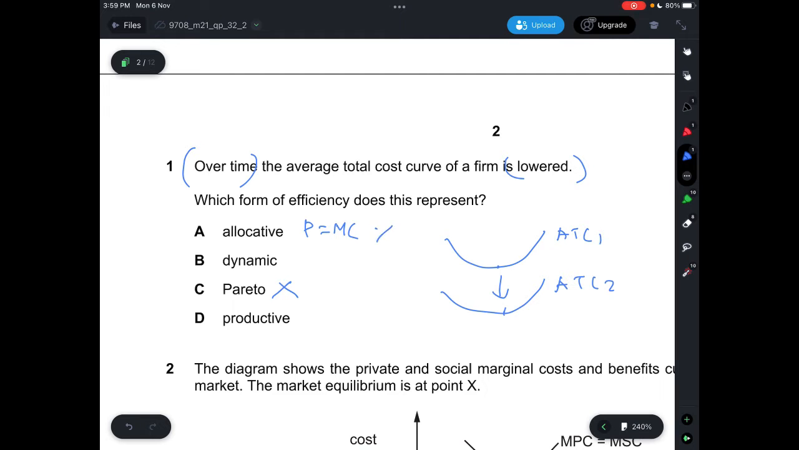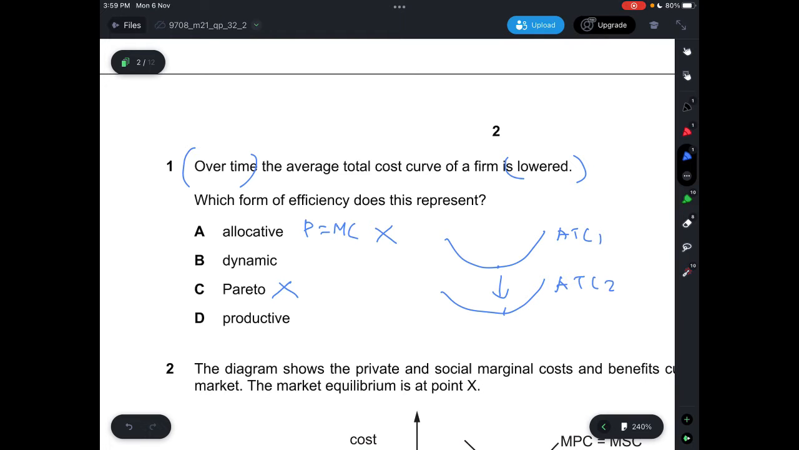Therefore, A is incorrect. Now, B says dynamic efficiency. Dynamic efficiency actually matches what the question wants, because dynamic efficiency is when technological progress results in an improvement in productivity, and then your quantity will increase. When quantity increases, your average total cost will also decrease. So the answer here will have to be B.